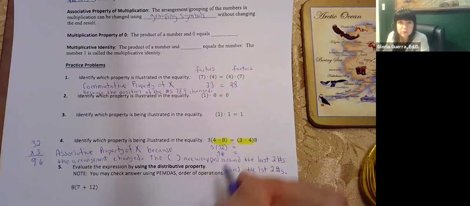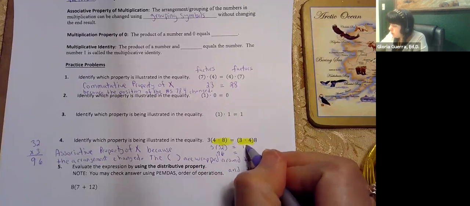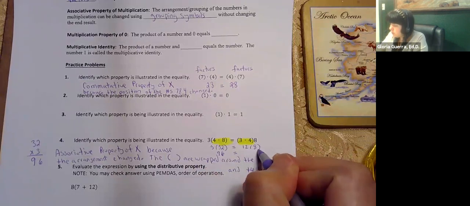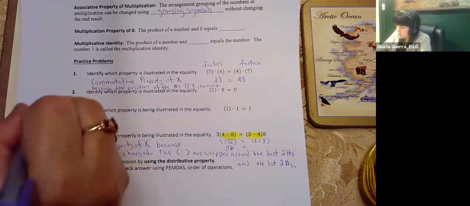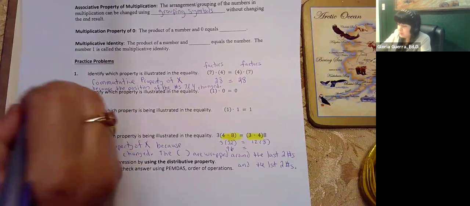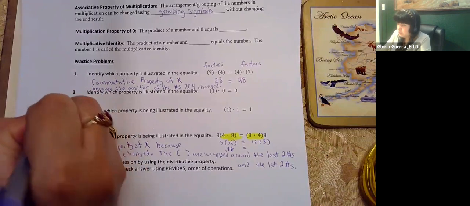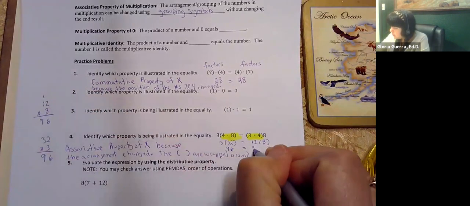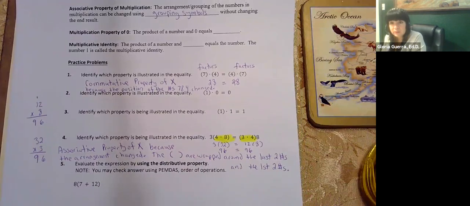And then if I check or test the other side, 3 times 4 is 12. And then we're figuring 12 times 8. So if I calculate that here on the side, 12 times 8. 8 times 2 is 16, carry the 1. 8 times 1 is 8, plus 1 is 9. Yep, so we get 96 equals 96, all right? Okay, so that's associative property.